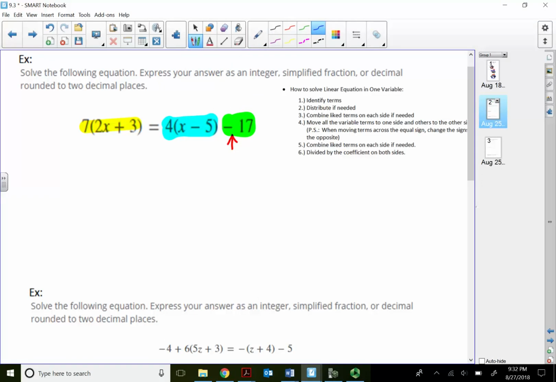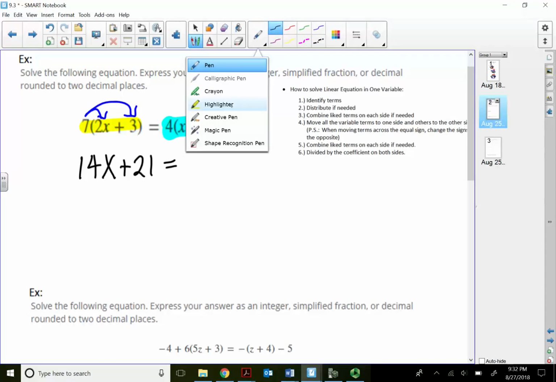I will need to use a distributive property. So my first term, 7 times 2x, that will give me 14x. Then we say 7 times positive 3, and that will give me positive 21. All right, equal sign in the middle. My second term has parentheses. Let's do a distribution real quick.